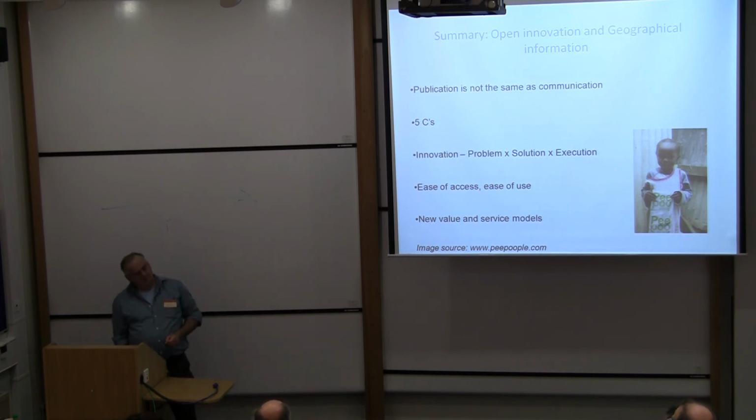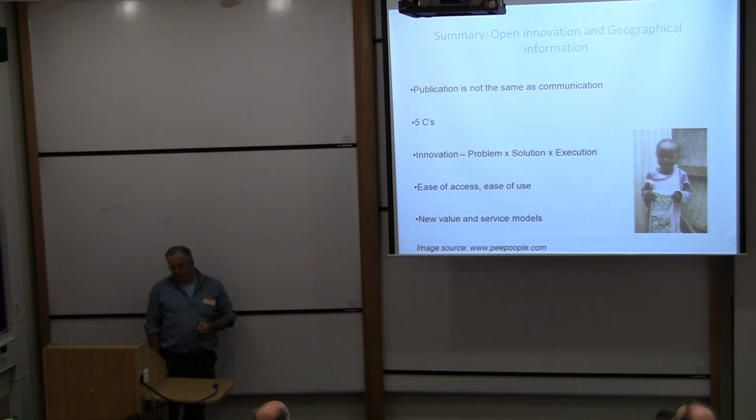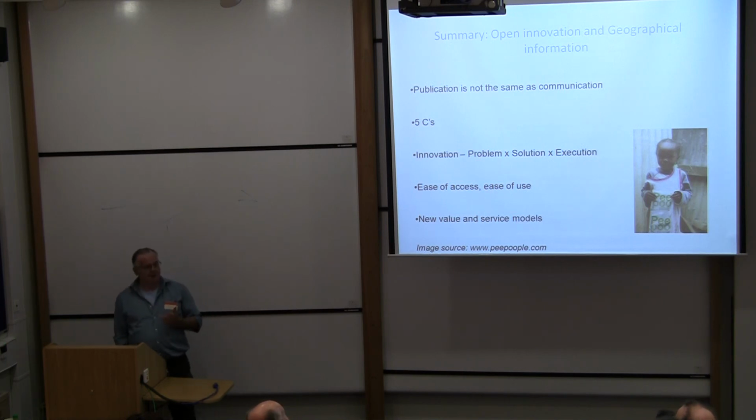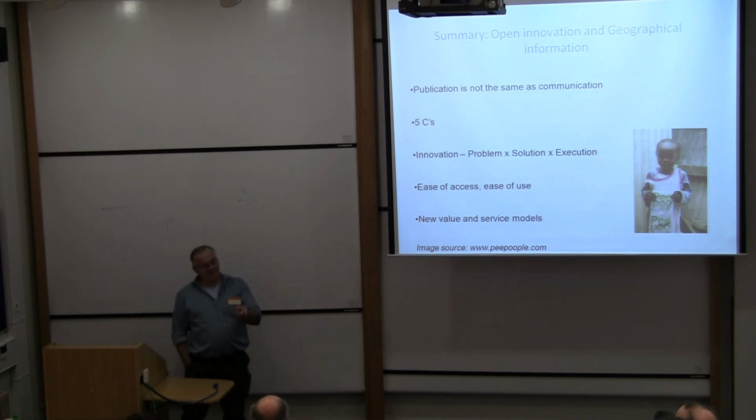Those 5 C's of Charles Leadbeater are very important. Innovation equals problem time, solution time, execution. Ease of access and ease of use by people who aren't us is paramount. And we really need to be exploring new value and service models. And I advise you to go and see ppoople.com. And if you really want to know about that, I'll talk to you whilst we're having a drink.